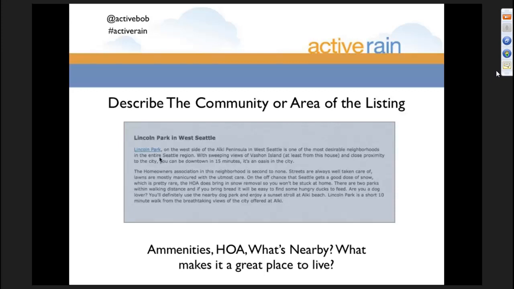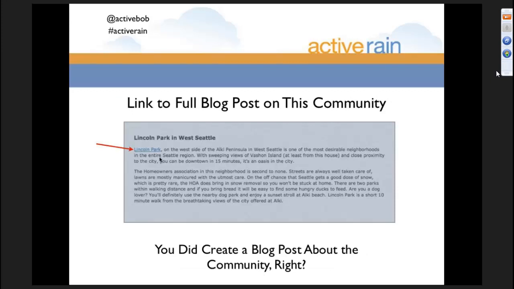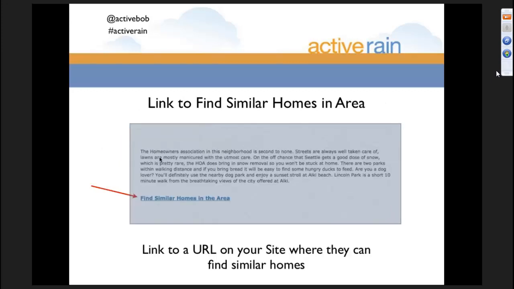So this final full form paragraph is going to be about the community, the area, the subdivision, the condo complex in which our listing is located, which would be the proper English on that one. And again, here's the link to the full blog post on this community. I want to make sure that we're using the anchor text. Simple stuff.